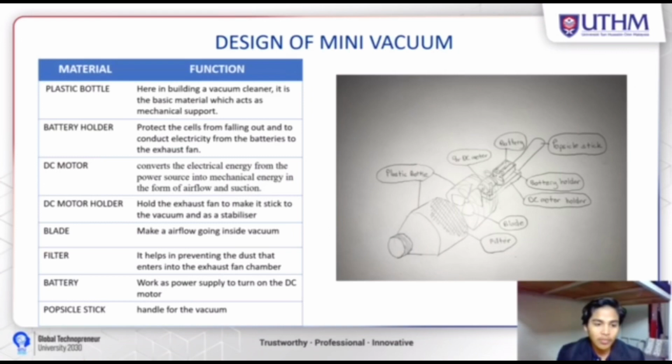Next is the DC motor holder. The DC motor holder is going to make the exhaust fan stick to the vacuum and act as a stabilizer. Then we have the blade. This blade is going to make airflow go inside the vacuum. After that, we can see there is a filter that prevents dust from entering the exhaust fan chamber. Then we use a battery as a power supply to turn on the DC motor. And lastly, we have a Popeye stick as the handle of the vacuum.